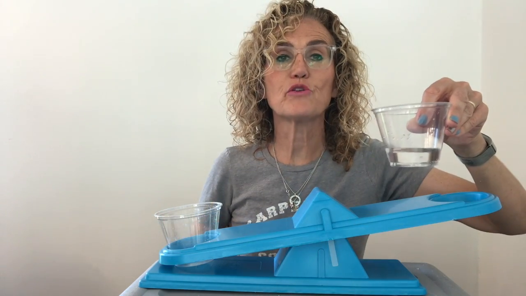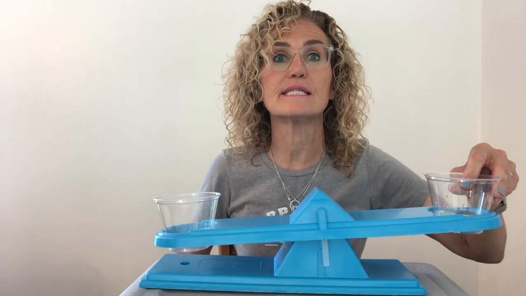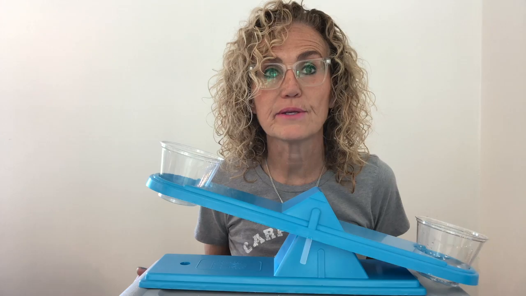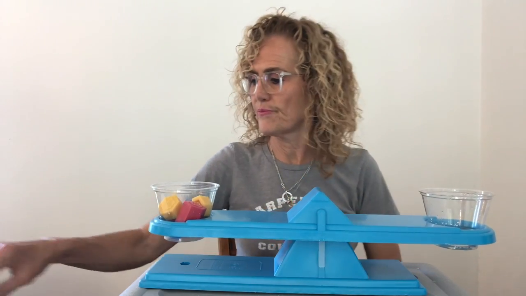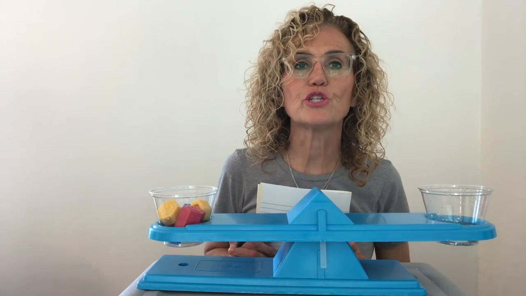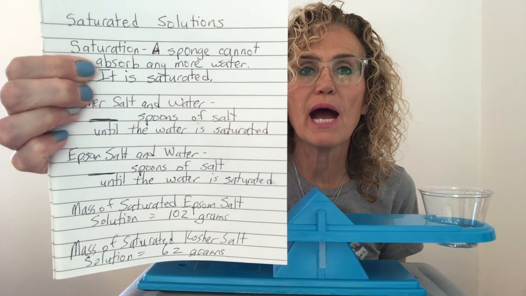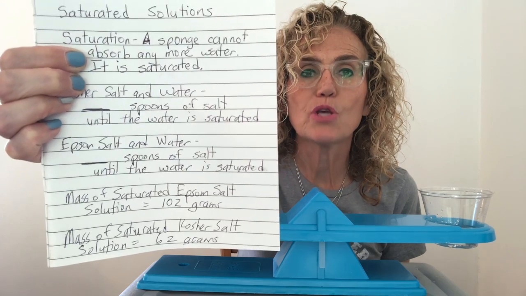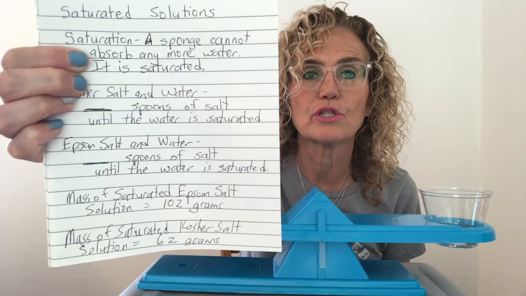Now I'm going to measure the mass of the kosher salt water, the kosher salt solution, which is saturated. I'm going to start with 50 grams. 62 grams. Let's record that information. So now I have recorded that information in my notebook: the mass of the Epsom salt solution and the mass of the salt water solution.